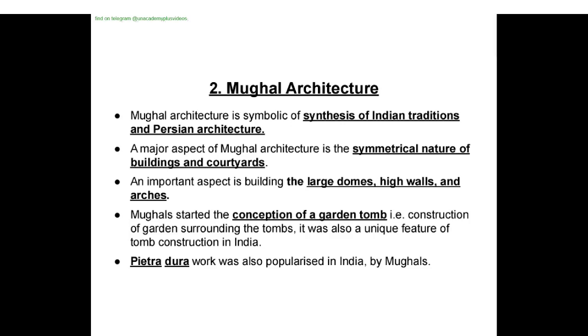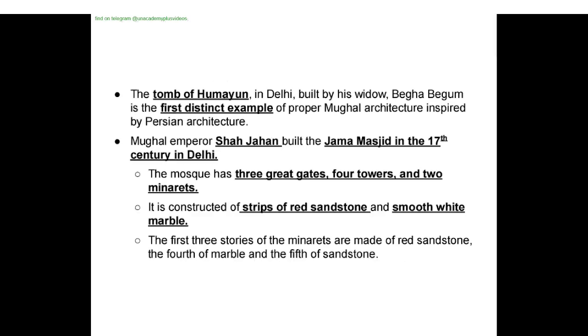Mughal architecture. Mughal architecture is symbolic of a synthesis of Indian traditions and Persian architecture. A major aspect of Mughal architecture is the symmetrical nature of buildings and courtyards. Another important aspect is building large domes, high walls, and arches. Mughals started the concept of a garden tomb, that is, construction of a garden surrounding the tombs. It was also a unique feature of tomb construction in India. Pietra dura work was also popularized in India by Mughals.